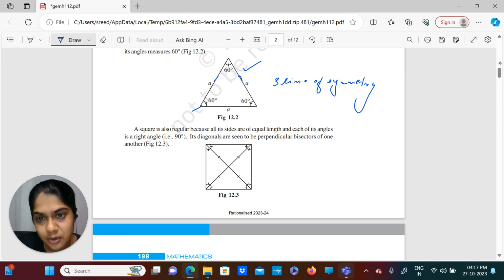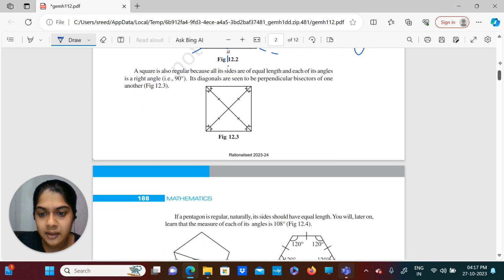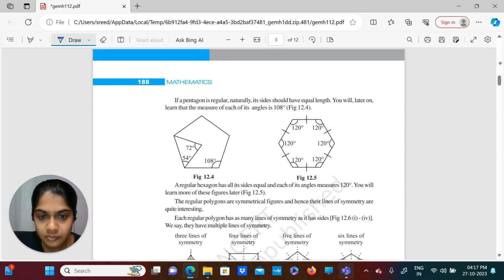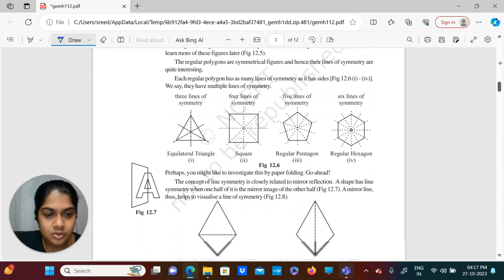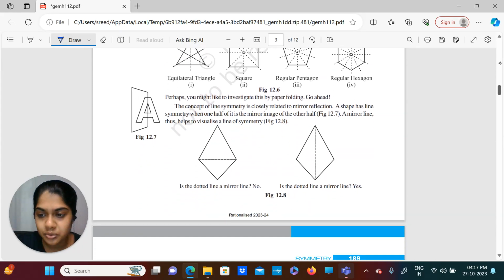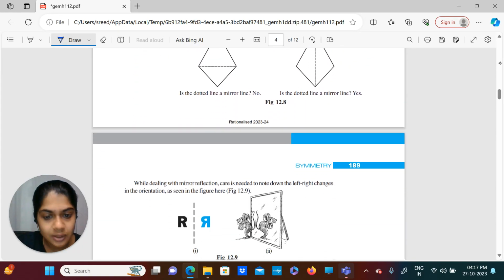Look at this, you can draw like this, you can draw like this, and you can draw like this. So these are the three lines of symmetry. Now, these are some regular figures: regular pentagon, regular hexagon. The number of lines of symmetry will be equal to the number of sides of the regular polygon.